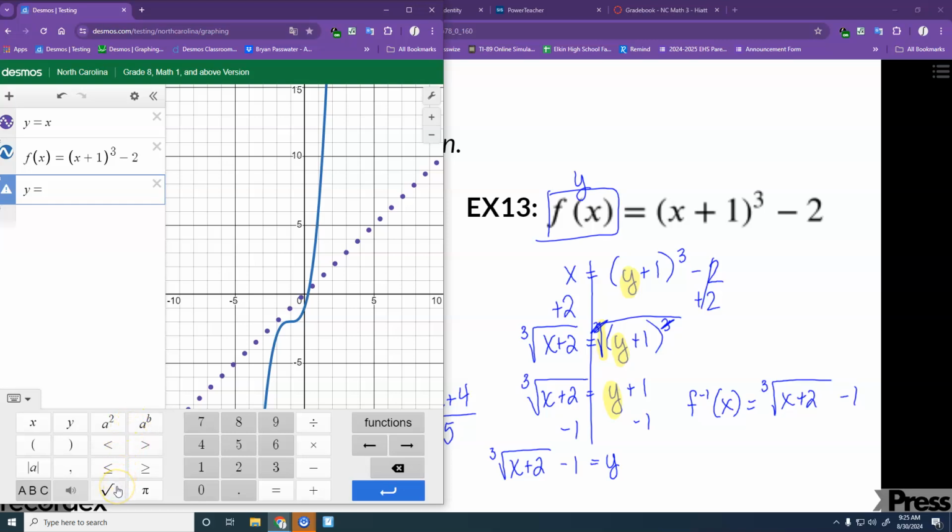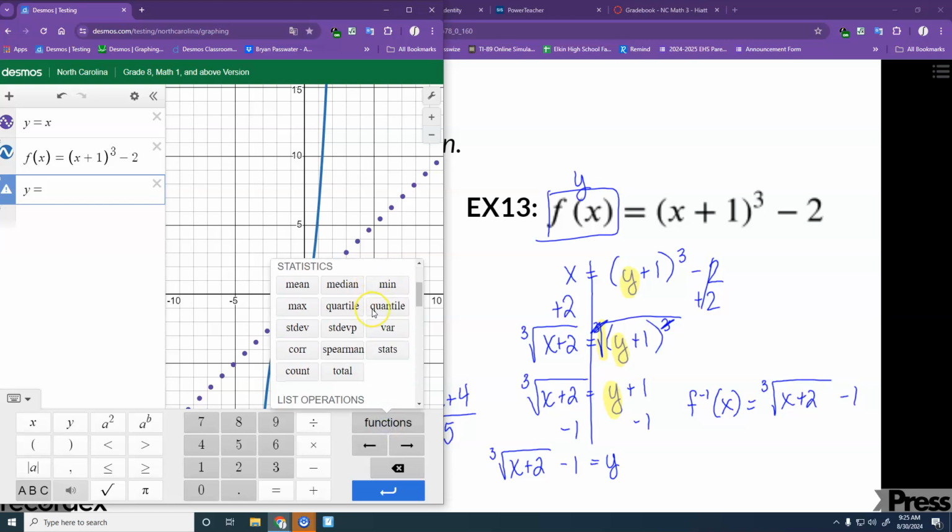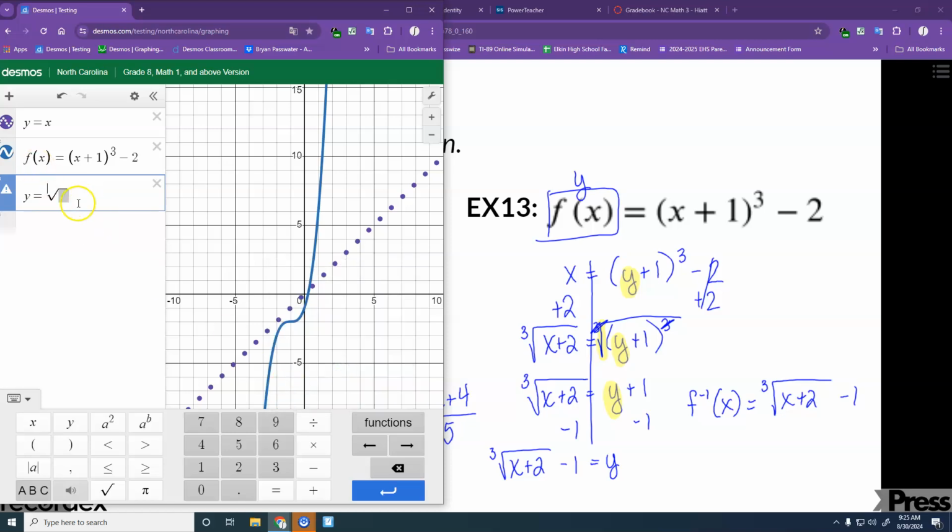And that's just the square root. Go to functions. I think it's going to be over here. There it is. It's got the square root. It's at the very bottom. It's got the square root with a little n on the outside. It'll put the root for you, and you'll have to type a 3. That'll be a cube root of x plus 2 minus 1.